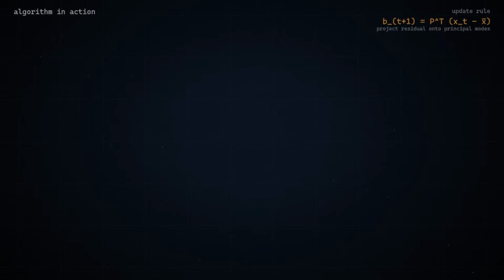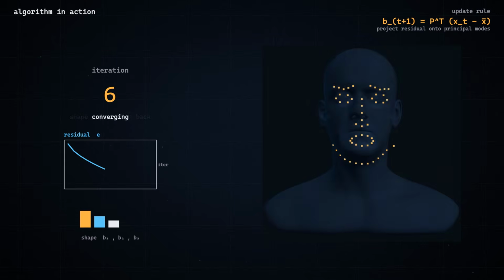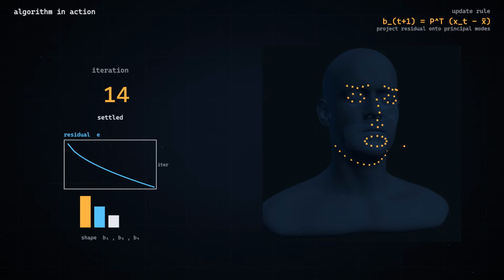You can watch the points settle. Starting from the mean shape, every round nudges them closer to where they belong.